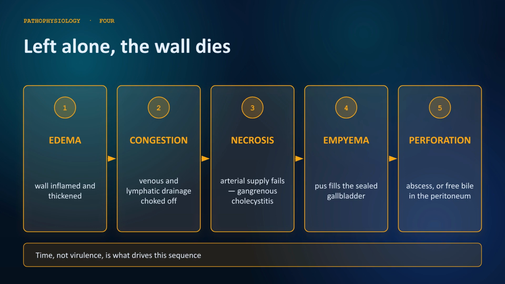Pus can collect inside the sealed gallbladder, an empyema. And finally, the dead wall gives way. Perforation happens in roughly 10% of cases. Usually the omentum walls it off into a pericholecystic abscess. Occasionally it opens freely into the peritoneum, and that patient is critically ill. Notice how few of these steps depend on the organism. The wall dies because it is starved of blood, not because a bacterium is especially aggressive.